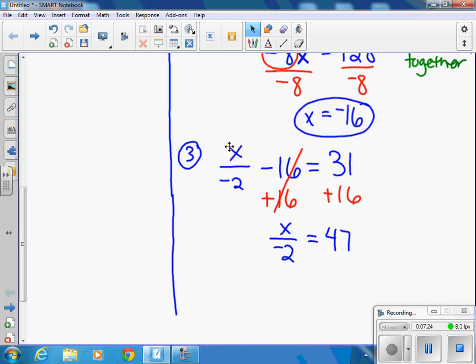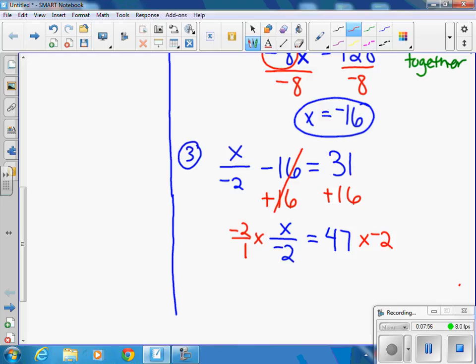Okay, now I need to see who I need to get rid of now. Again, we're always looking at the side of the variable. X is with negative 2. Since it's x divided by negative 2, I need to do the inverse operation, which is to multiply by negative 2 on both sides. So I'm going to times by negative 2 over 1, if I want to do it that way, or just negative 2. And on the right-hand side, 47 times negative 2.